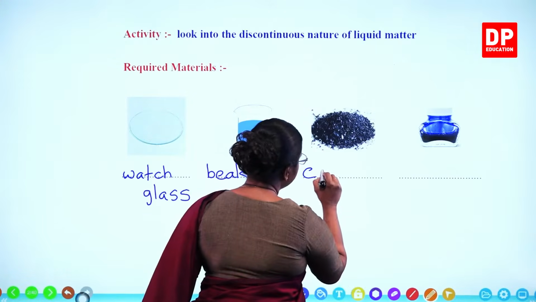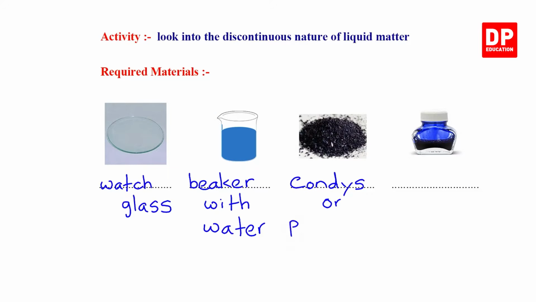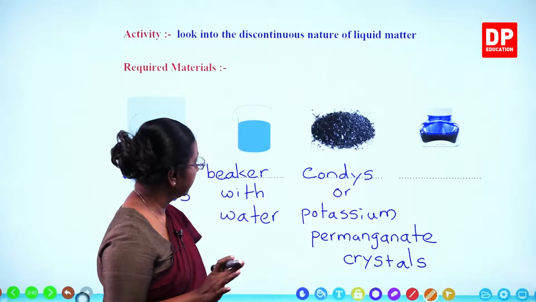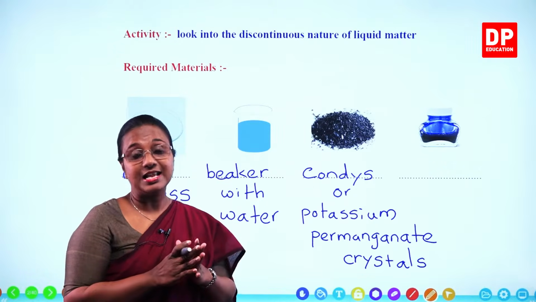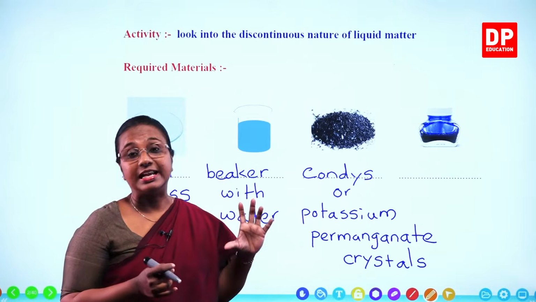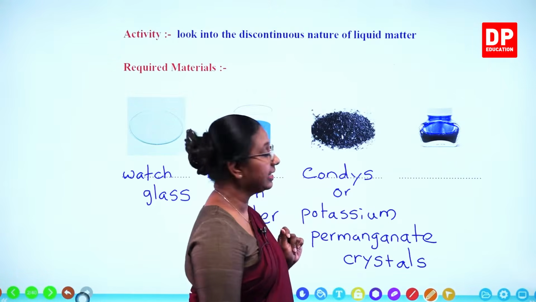Then we need condis. You all know what condis is. It is also known as potassium permanganate crystals. So we will be using potassium permanganate crystals. You all know they look like black color crystals, but you might have seen before also when you dissolve them, you get a nice purple color solution. So condis or potassium permanganate crystals.